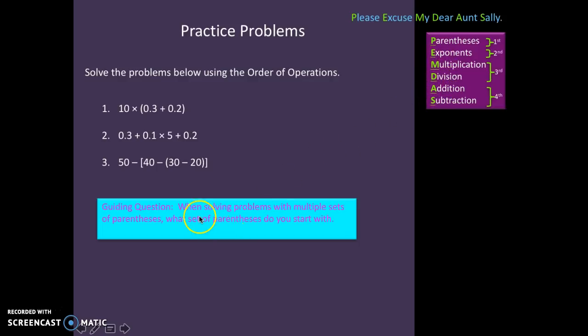Here's your guiding question. When solving problems with multiple sets of parentheses, what set of parentheses do you start with? My bad, that should be a question mark right there.